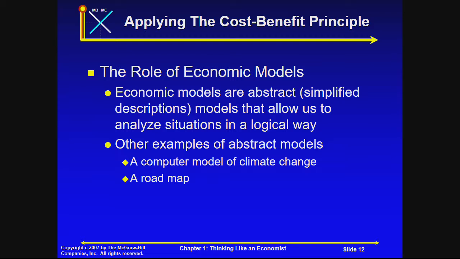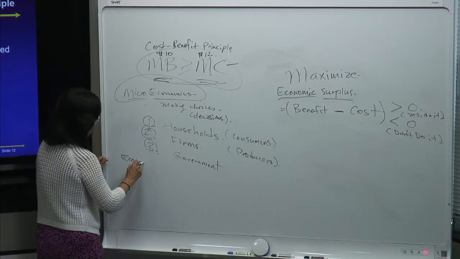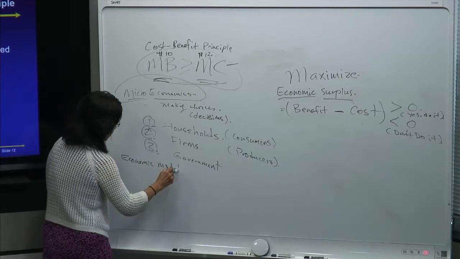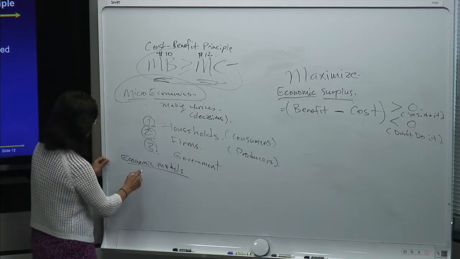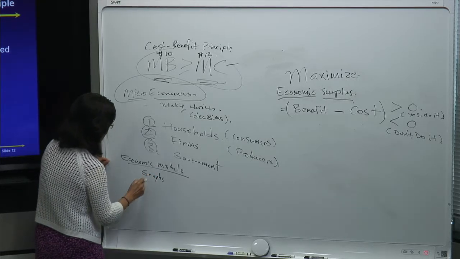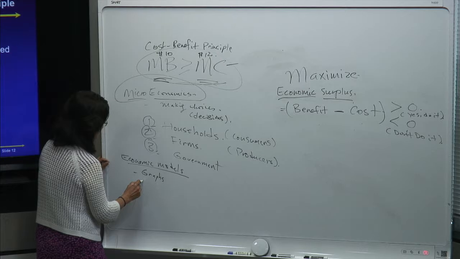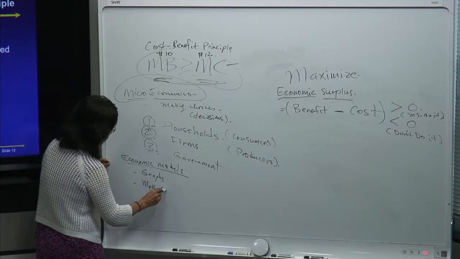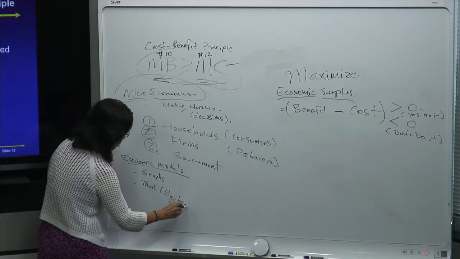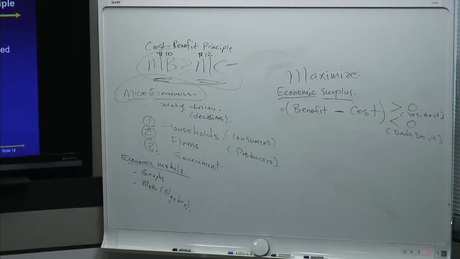Other examples of abstract models are a computer model, climate change, a route map. So this is a traditional way of saying, okay, what is a model? A route map. In economics, a model is, we use a lot of graphs and math, basically. What we're studying in this course, we use a lot of graphs, and we also use some math, basically algebra. Not so much calculus because it's not required for this course, but algebra for sure.